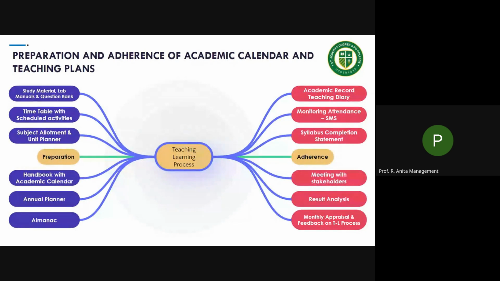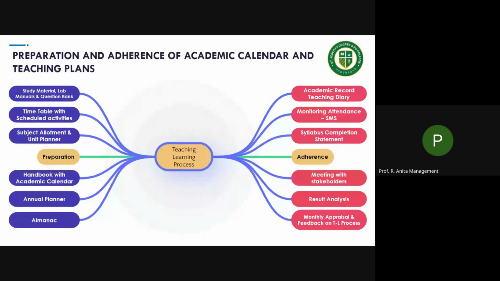And every week we submit this to the head of the institution to check whether these things have been done or not, or whether the progress of the teaching is happening according to the schedule that they have submitted. And then attendance is being monitored through SMS, and then the syllabus completion statement. Before every internal, one week or 10 days ahead, we check whether the syllabus has been completed. And if any extra classes need to be taken, we try to accommodate that. And we try to see how we are meeting all the stakeholders.